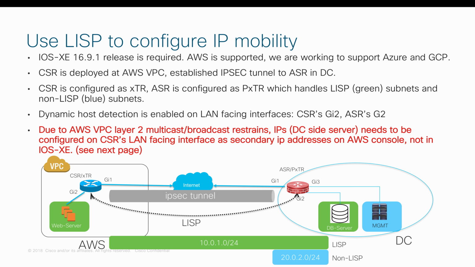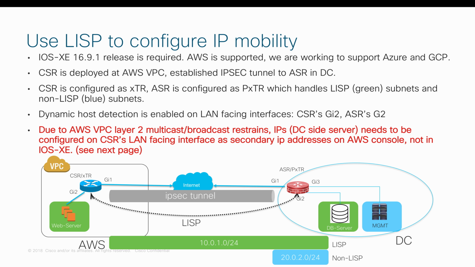And CSR is configured as the XTR, and ASR is configured as a proxy XTR. If you are familiar with LISP concept, then you understand what XTR means and PXTR means. So in a nutshell, XTR is used when there's only LISP subnet connected to the router, so that's a XTR. And PXTR is proxy XTR, so it also handles the LISP subnet and non-LISP subnets.